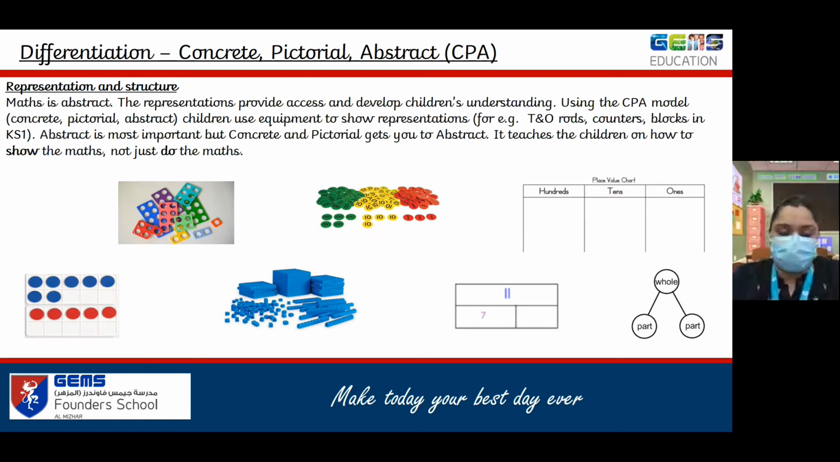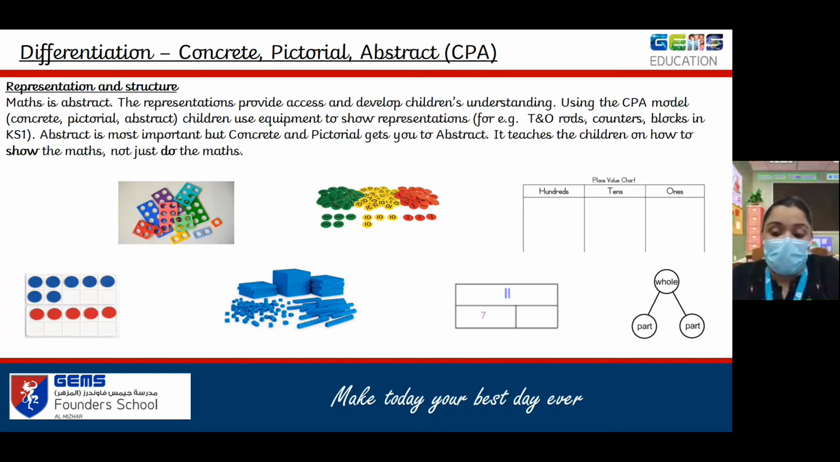Now, concrete, pictorial, abstract. This is another approach that we follow in Key Stage 1 in primary, where all the topics and lessons in maths start with concrete, then go up slowly to abstract. Concrete is where we provide the children with supporting resources, concrete materials, for them to understand the topic much better in the initial stage. As I told you a while ago, if we teach place value or addition and subtraction, we give them the tens and ones resources.